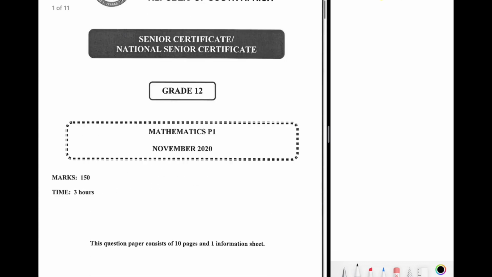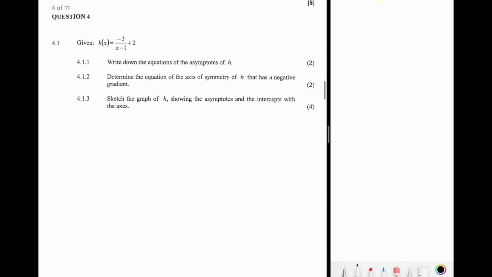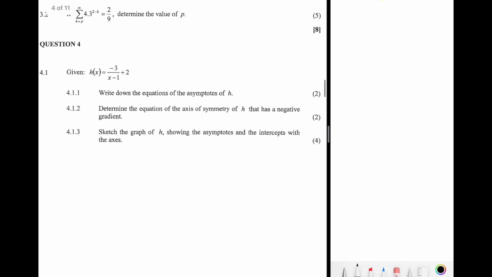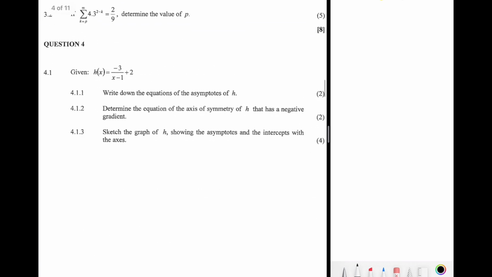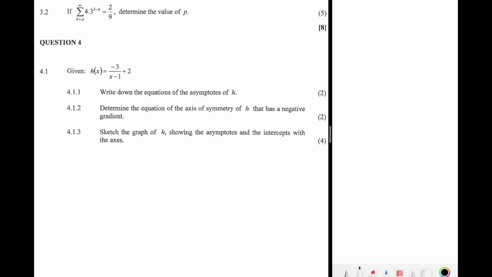In this video, we will be doing the November 2020 Paper 1 exam. We'll be doing a hyperbola question, question 4 in this paper, and we'll start with the first question. So we're given a function, h of x is equal to negative 3 over x minus 1 plus 2, which is a hyperbola. This is the standard form of a hyperbola. So 4.1.1 asks us to find the equations of the asymptotes of h. Let's do that then.